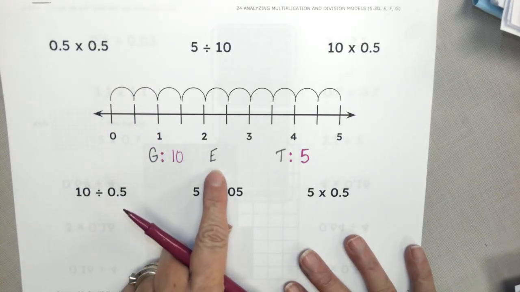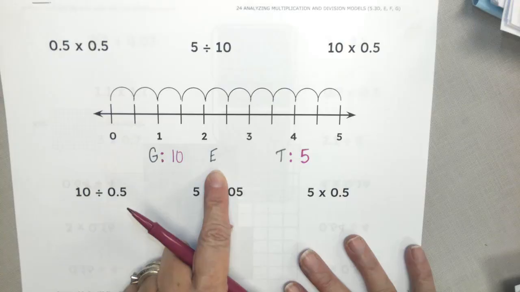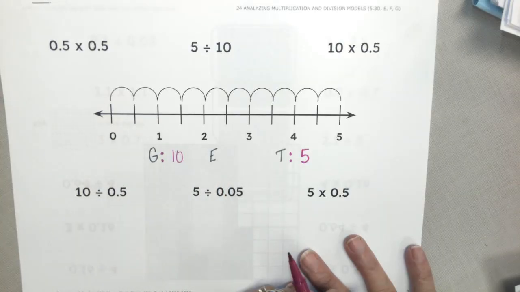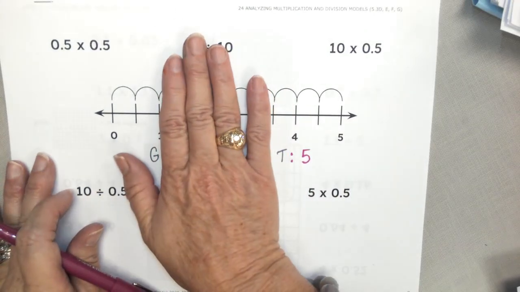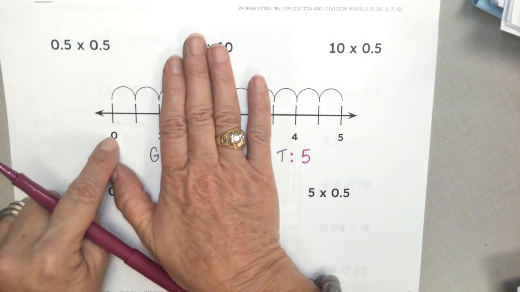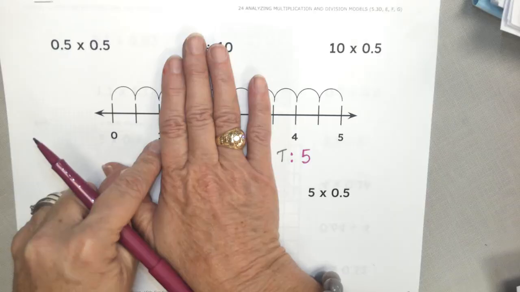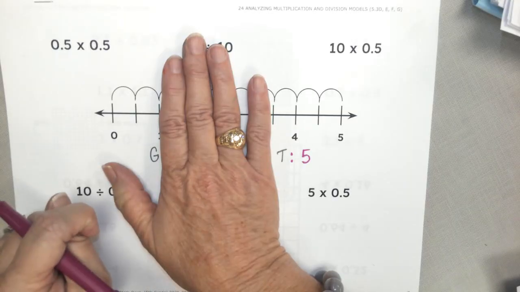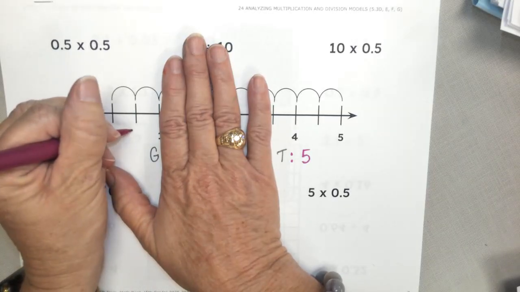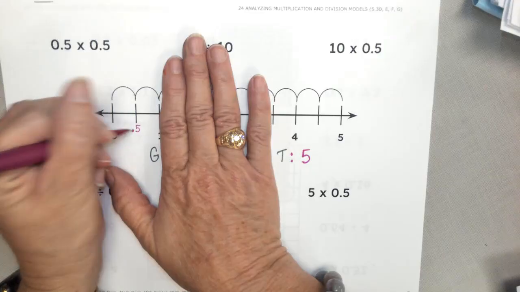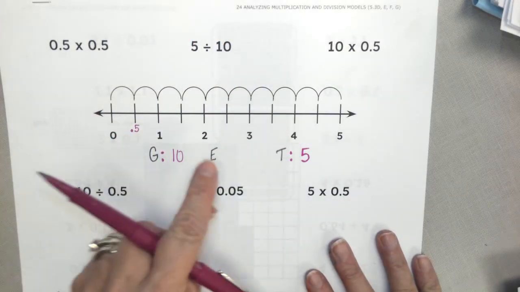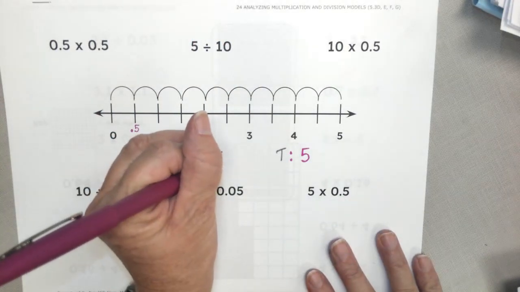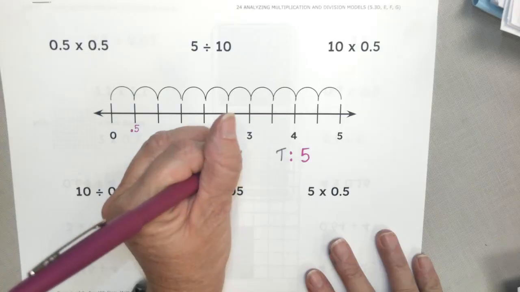And then finally we want to know, well, what is each hop or each 10, one group of 10, worth? So now I'm going to break it down between what is between 0 and 1. And that's right, it's going to be 0.5. So each one of these is worth 0.5 or 5/10.